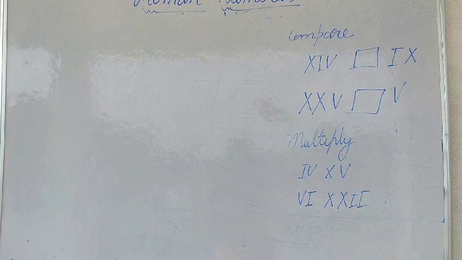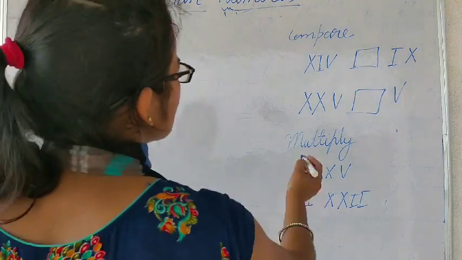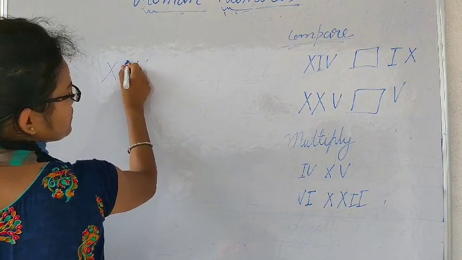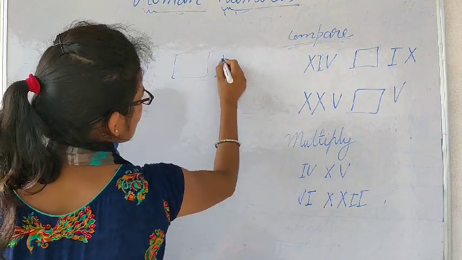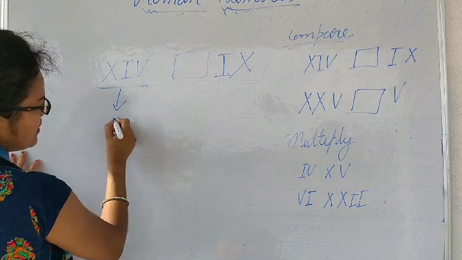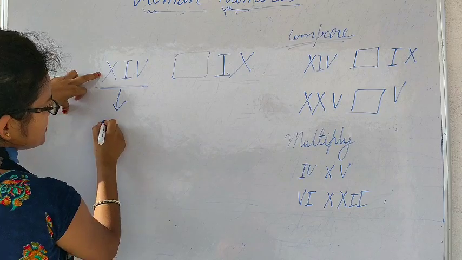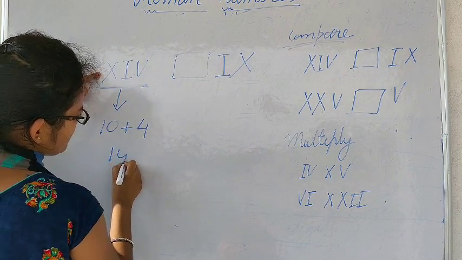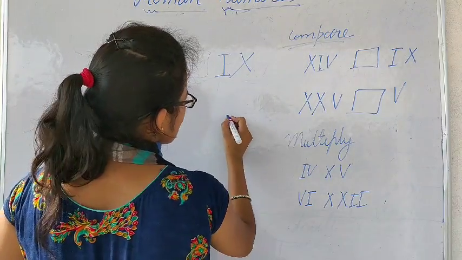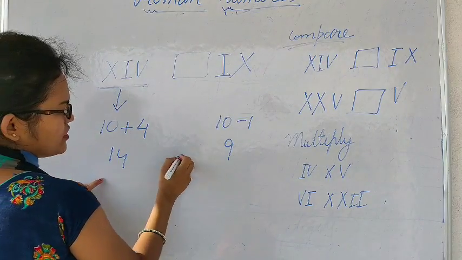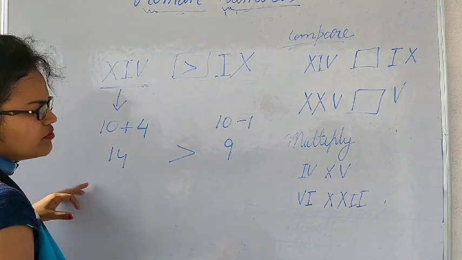So here are some questions related to the topic. First one is compare the numbers. So here what it means, we can write it in Indian number system. X indicates 10, plus 4, so 14. And here this is 10 minus 1. This is 9. So which one is greater? This. So we can put this symbol here.